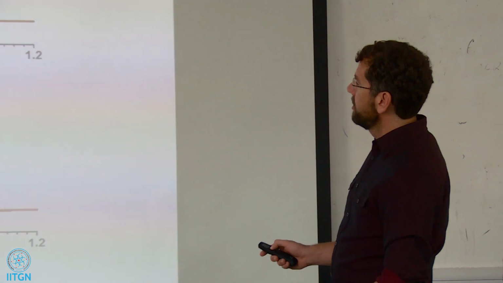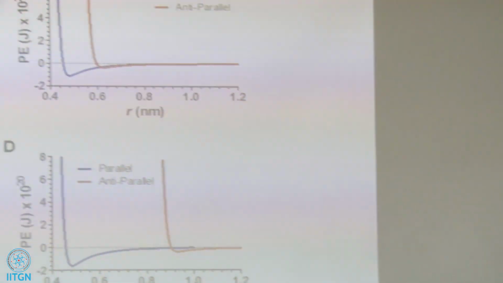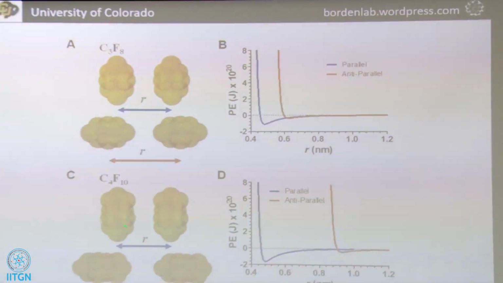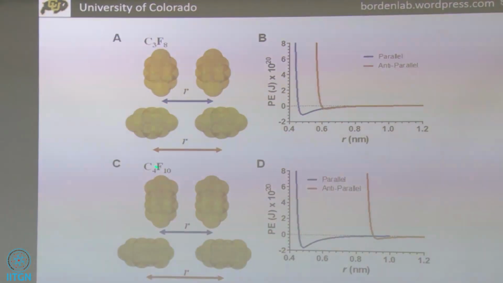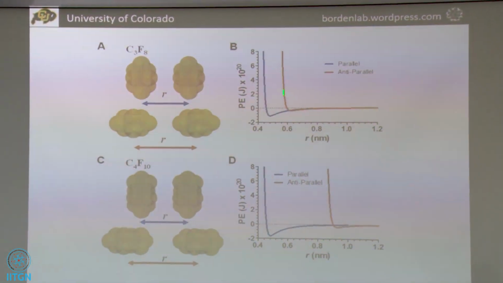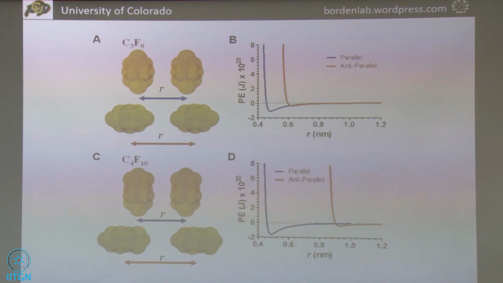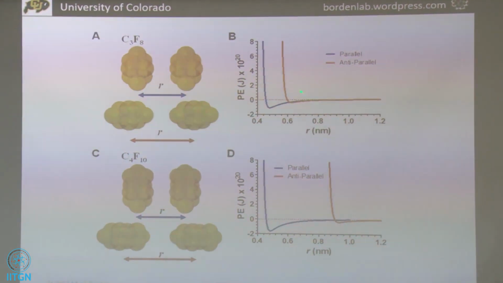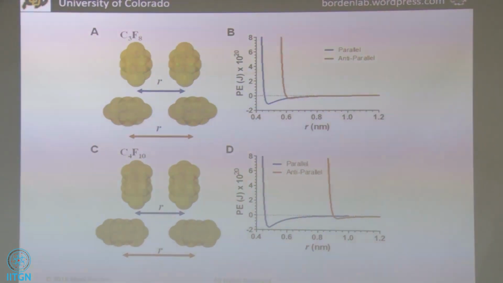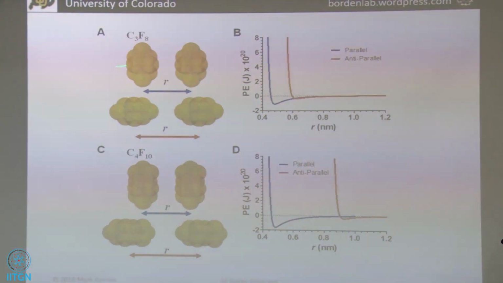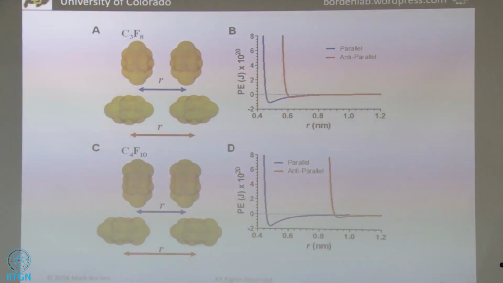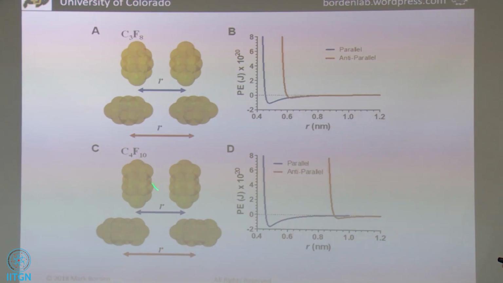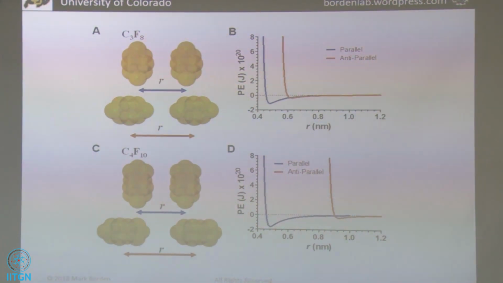Okay, so we went back and looked at intermolecular forces between C3 at 8 and C4 at 10, and we can do coarse-grained modeling and get these kinds of Lennard-Jones potentials and different orientations of the molecules and so on. This is parallel, this is anti-parallel. So parallel, of course, you get the maximum attraction force, here you get the minimum attraction force. So you kind of see the difference in those curves.